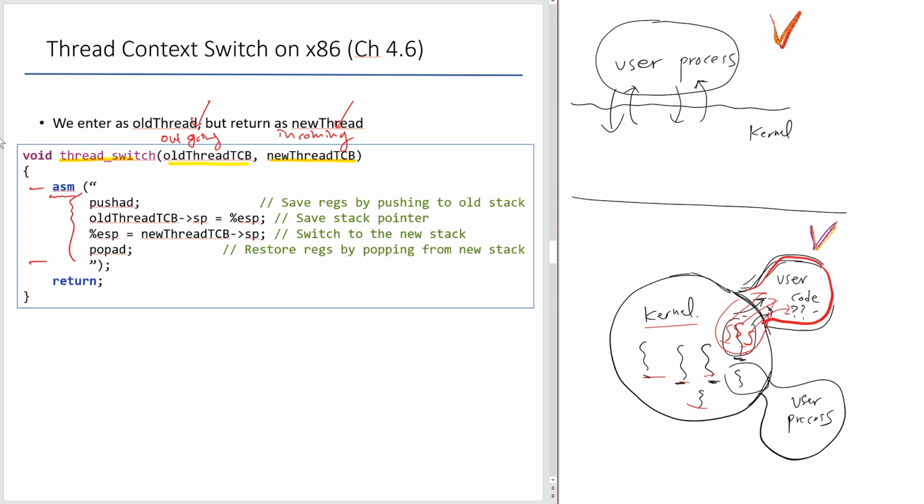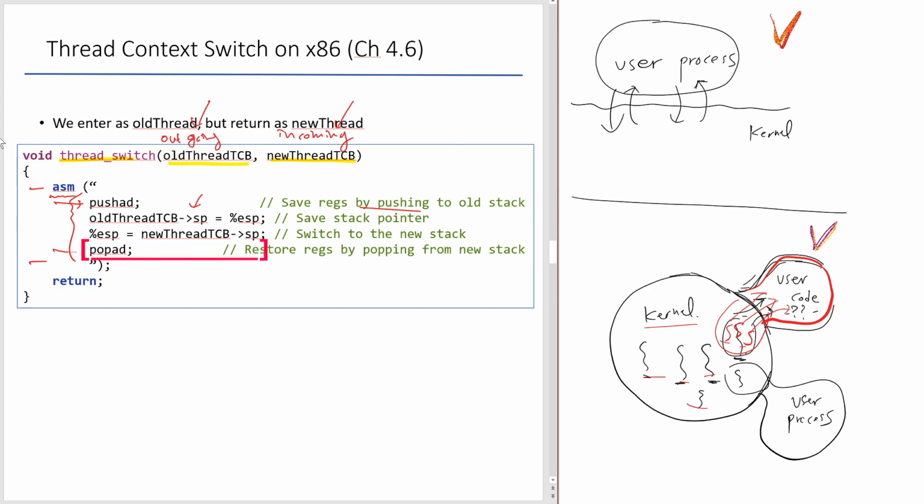First of all, it starts with saving all registers by pushing to the old stack. And then you save the current stack pointer to the SP member of the old outgoing thread's TCB, and you update the ESP stack pointer register of the CPU at this point by this statement. You update this ESP register with the stack pointer value of the incoming thread, and then you perform pop all. So restore registers by popping from the new stack.